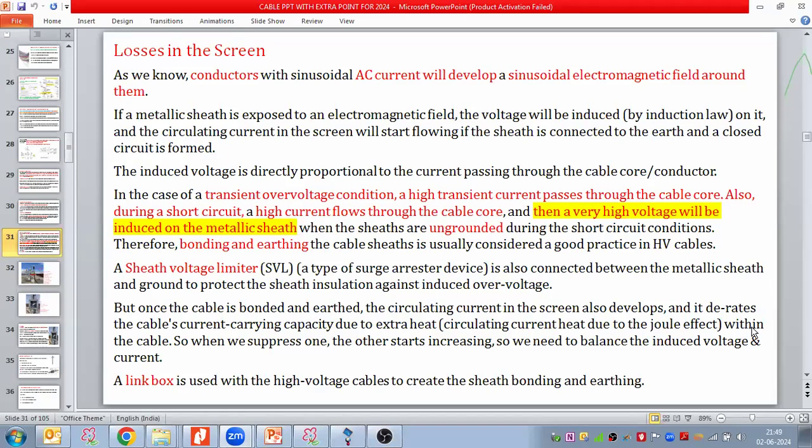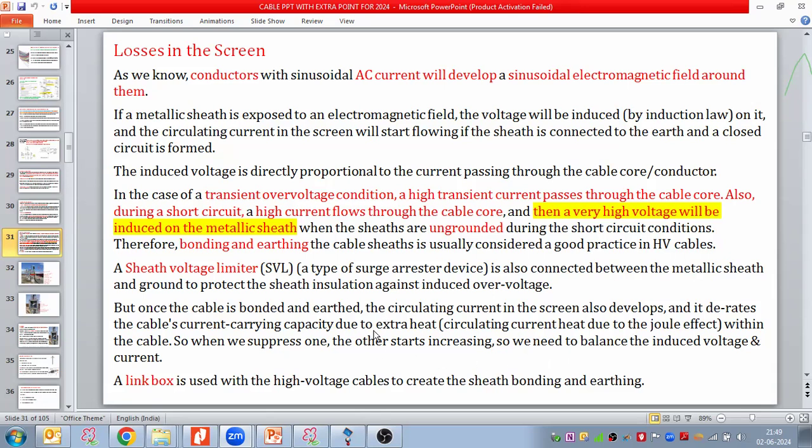So when we suppress one, when we suppress the voltage and do the grounding, the circulating current starts increasing. Once we suppress one, the other starts increasing. When we suppress the other, the first starts increasing again. So we need to balance between the induced voltage and the current. In order to make this balance, different cable sheath bonding and earthing methods have been developed.